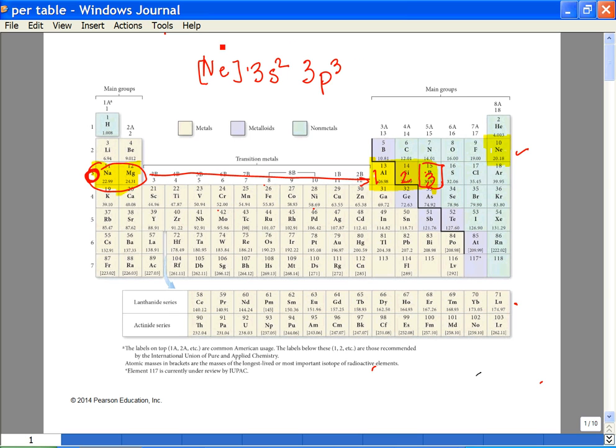And we can check that by counting electrons. There's 10 here, there's 2 here, there's 3 here. That equals 15, which is the correct atomic number for phosphorus. Okay, it checks out.